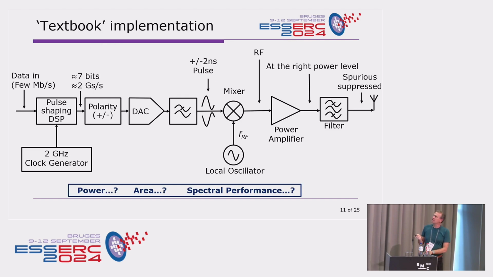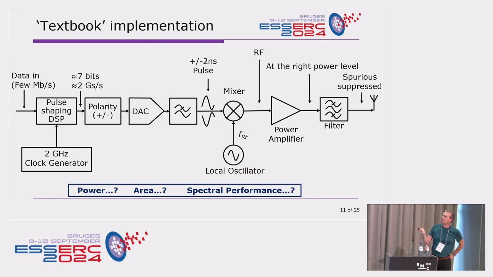So you make what I call a textbook implementation. You may talk to your professor who knows radios and say, how would I make a radio transmitter like that? And you might come up with something like this. You say, okay, I have my data in, it's a few megabits per second. I need to make a digital signal processor that generates nicely shaped pulses. I want to be able to modulate the polarity because I want to flip it positive or flip it negative. I push it through a D2A converter. I need a clock generator, maybe 2 gigahertz, 2 gigasamples per second or so, clocking this DAC. I need to low pass filter it, so I'll have a nice pulse here.